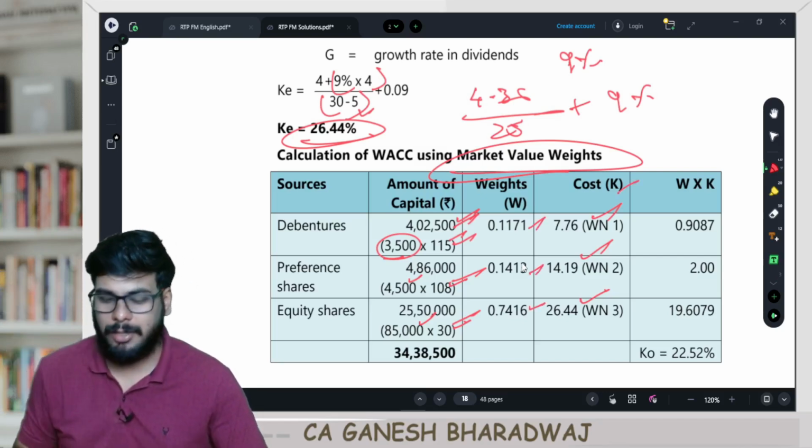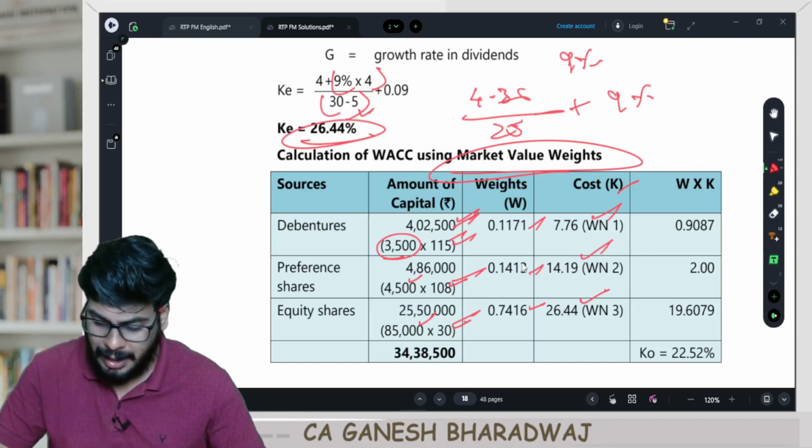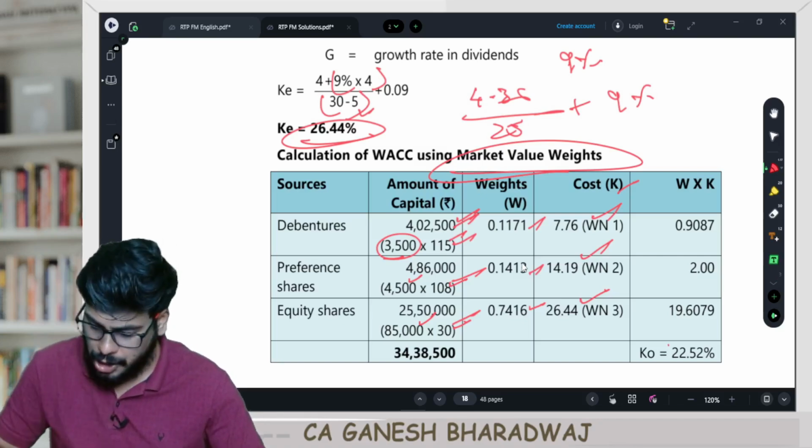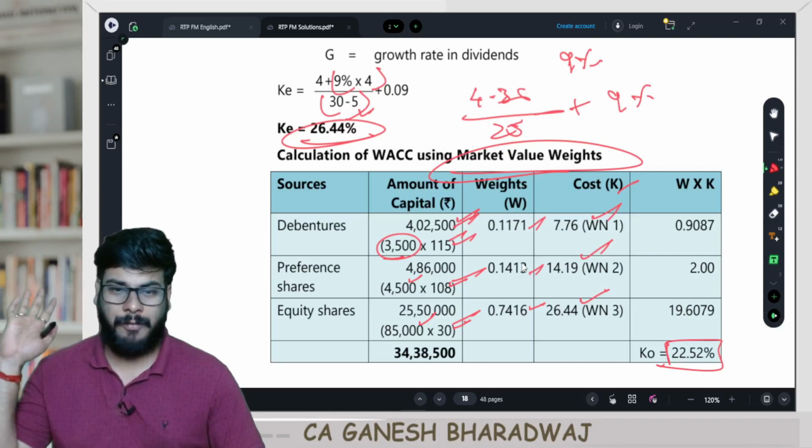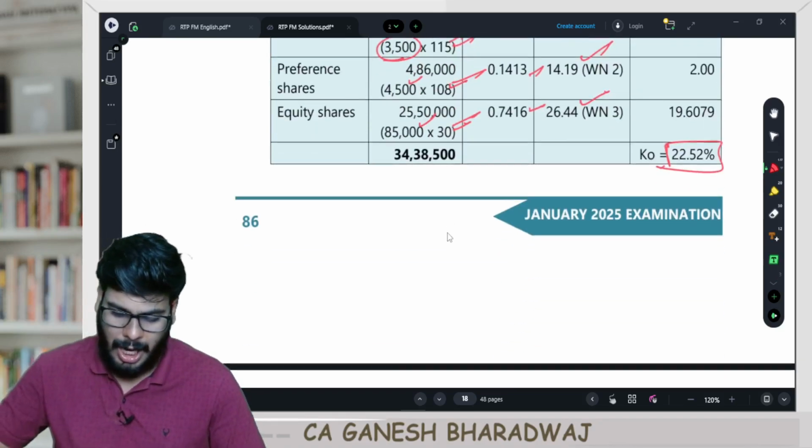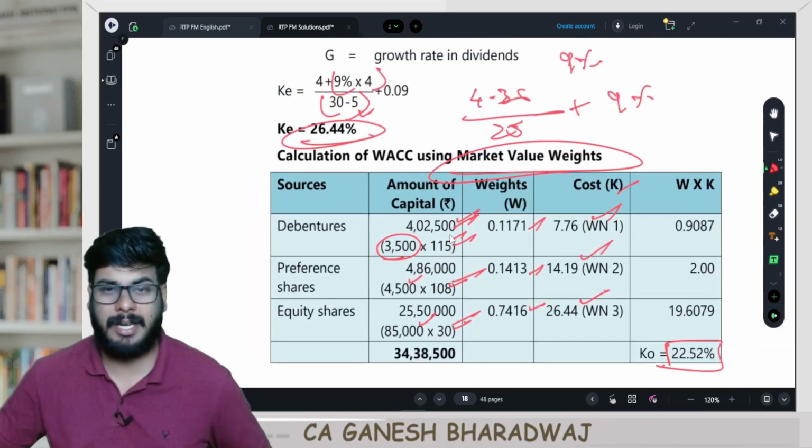Here you anyways have the cost. You marry these two figures, that is your weight into the respective cost, you arrive at an overall cost of capital of 22.52%. Are you clear with this? As simple as that. That's about it.